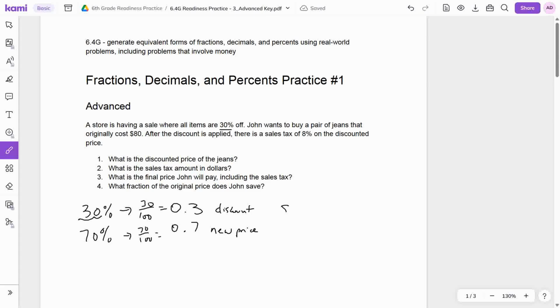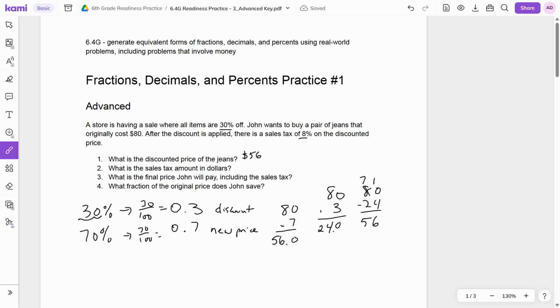So let's do that. Let's take our 80, multiply it by 0.7, and that's going to be $56. Now, if you did it the other way, you would have multiplied by 0.3 and gotten that $24, but that's not the discounted price. That's the discount. Then you need to subtract that 24 from your 80, and you would get your 56. So it's just one step less. So what is the discounted price? $56.